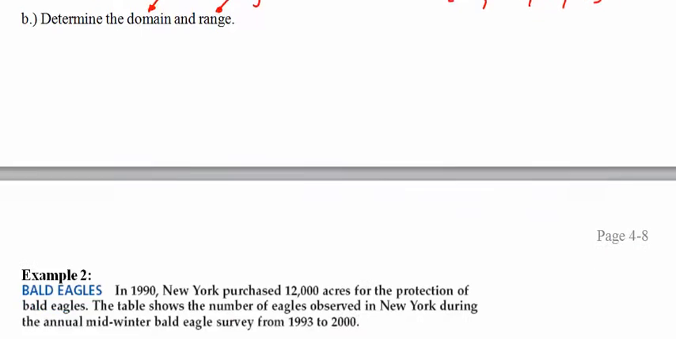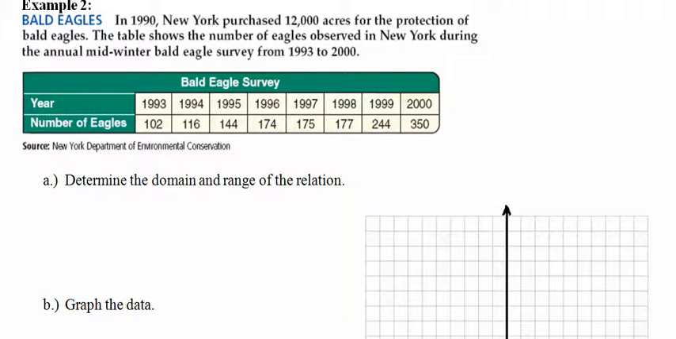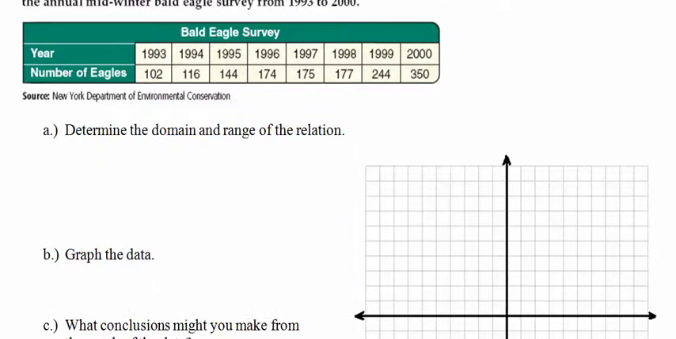That's all it is. So in 1990, New York purchased 12,000 acres for protection of bald eagles. I lived in New York in 1990. I don't remember this. The table shows the number of eagles observed in New York during the annual Midwinter Bald Eagle Survey. That sounds like a real fun time. From 1993 to 2000. So they went up, obviously. Bald eagles are making a big comeback in the United States because the DDT is gone, and apparently that helps the eggs.